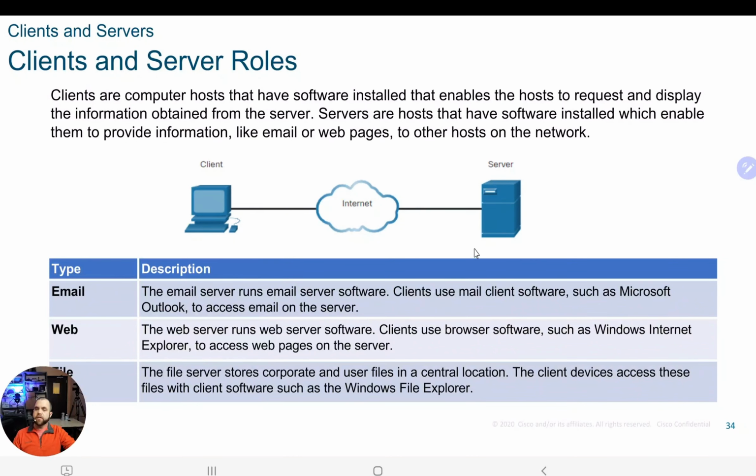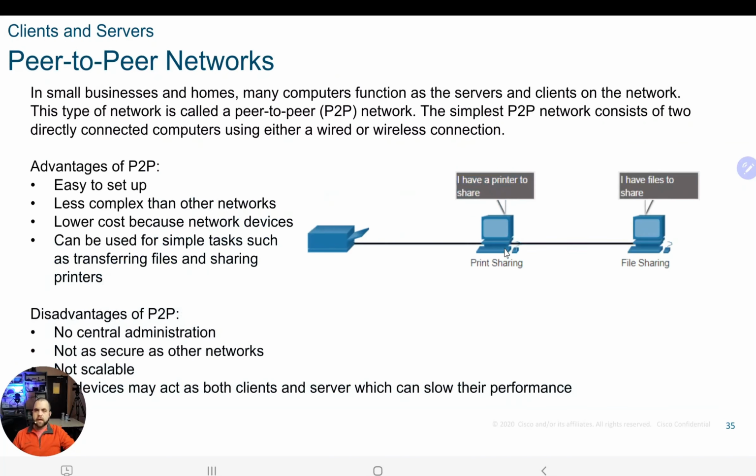A couple other ones would be file servers, which hold music, movies, pictures, whatever that looks like, or web servers, which host things like websites. So when we're talking about different networks, there are different types of communication you can have with client and server. You can have just a client-server network, where the client makes the request like we saw on the last slide, but you can also have peer-to-peer networks.